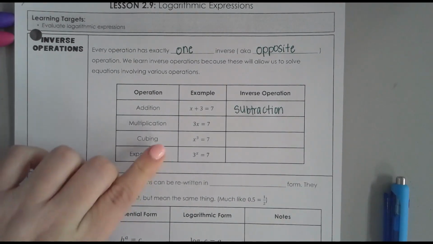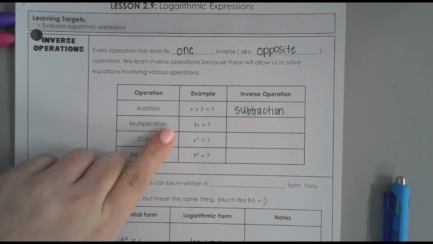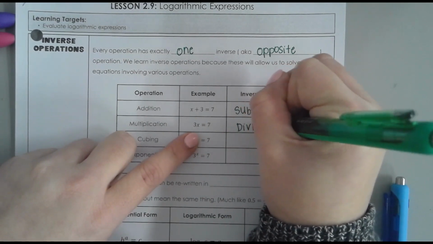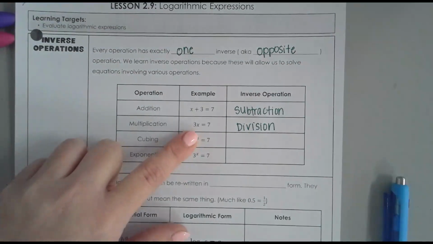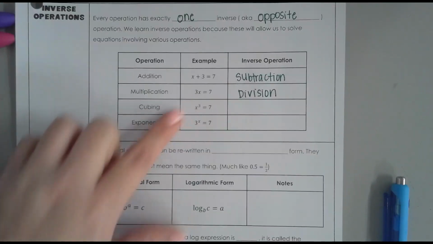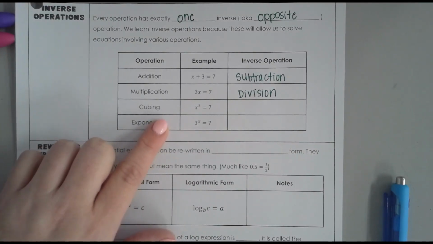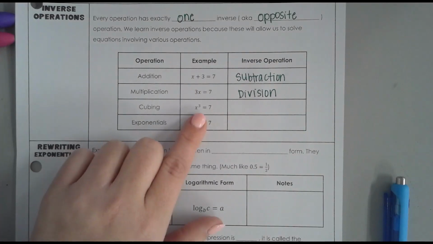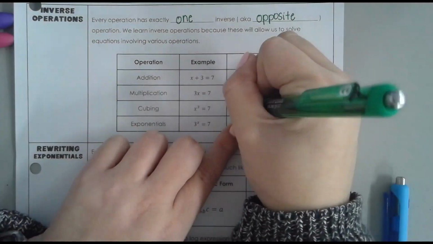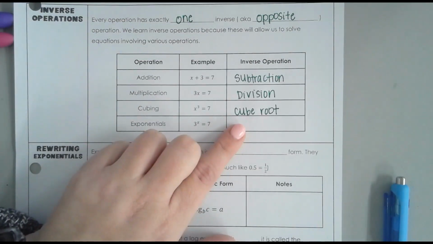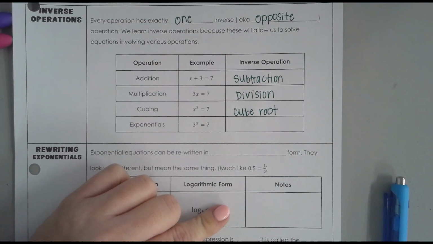What is the opposite of multiplication? Division, right? So if you were solving this one, you would divide. Alright, if you have x to some power, like you're cubing x, how would you solve for x? Cube root, yep. Or if it was x to the 4th, you do the 4th root, or x squared, you do the square root.